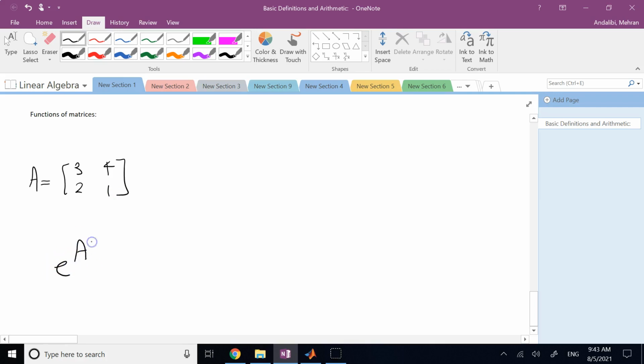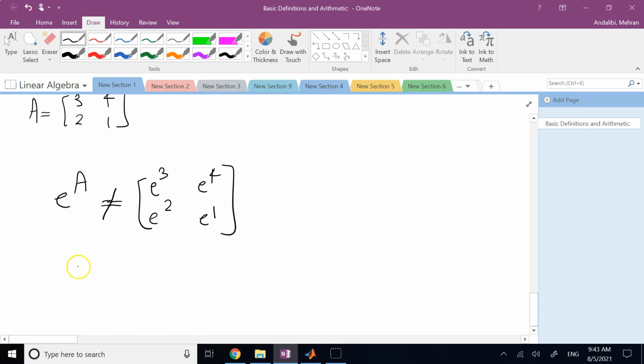e to the A? Okay, what is the exponential of this matrix? Well, it does not really mean that I raise e to the power of each one of these entries. This is not the same as this. Okay, so if you have such a thing, what you need to do is to use the Taylor or Maclaurin series. So if you remember, e to the x was what based on the Maclaurin series? It was 1 plus x plus x squared over 2 factorial plus x cubed over 3 factorial plus all the way, correct?